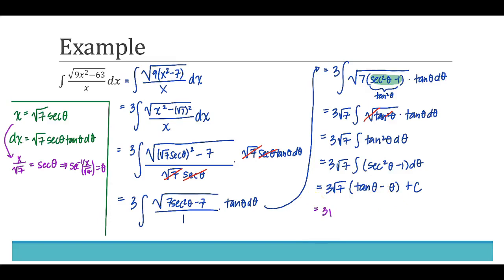So we have 3 radical 7. I'll just go ahead and leave that there. Leave a space for what tangent's going to equal, and then minus secant inverse of x over radical 7.